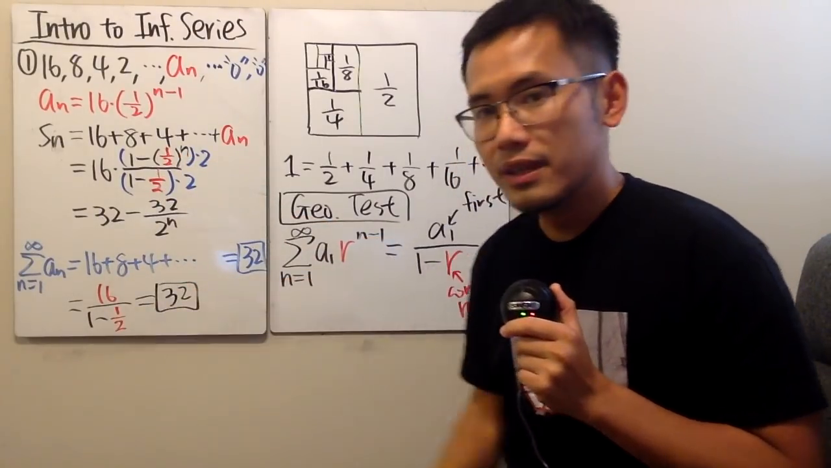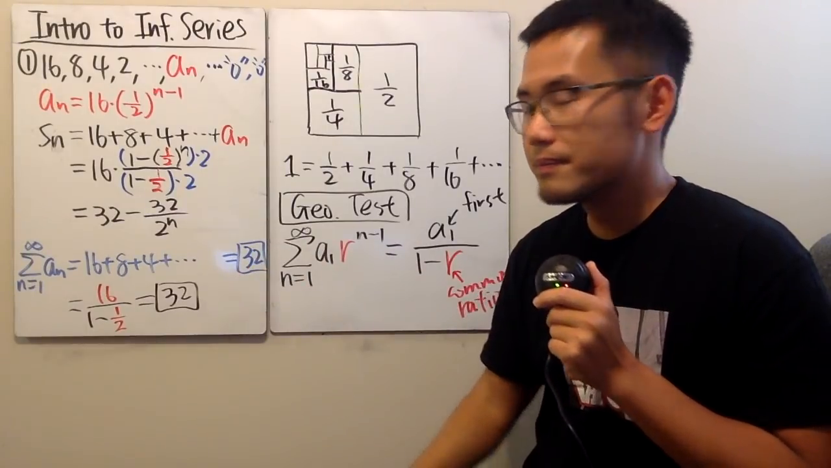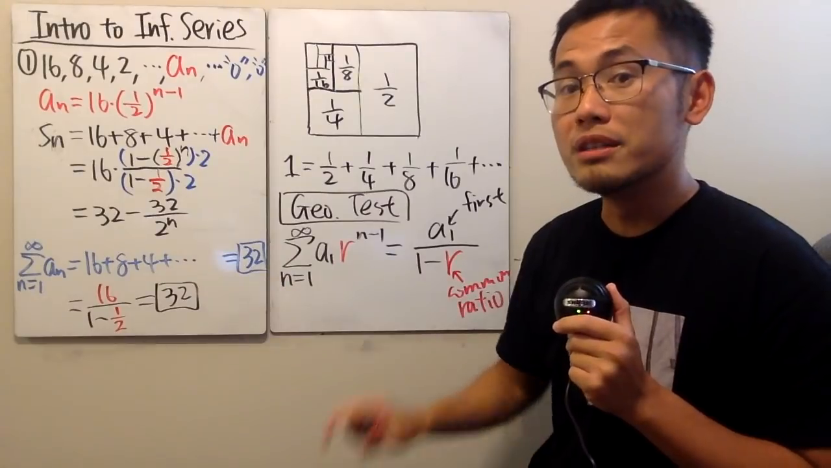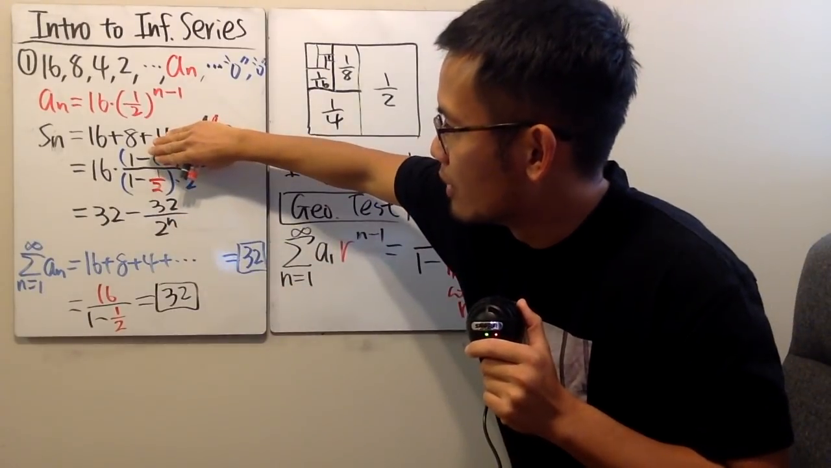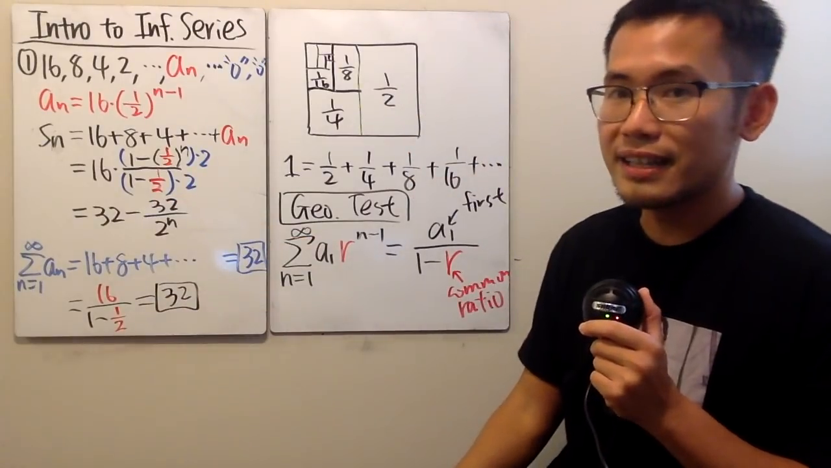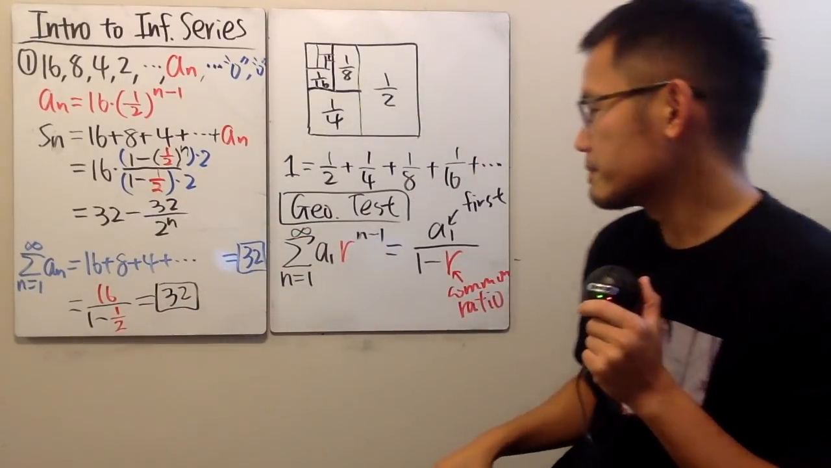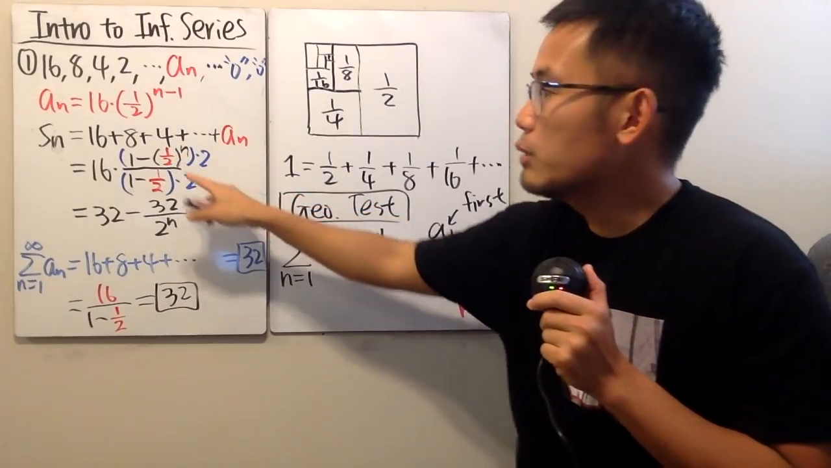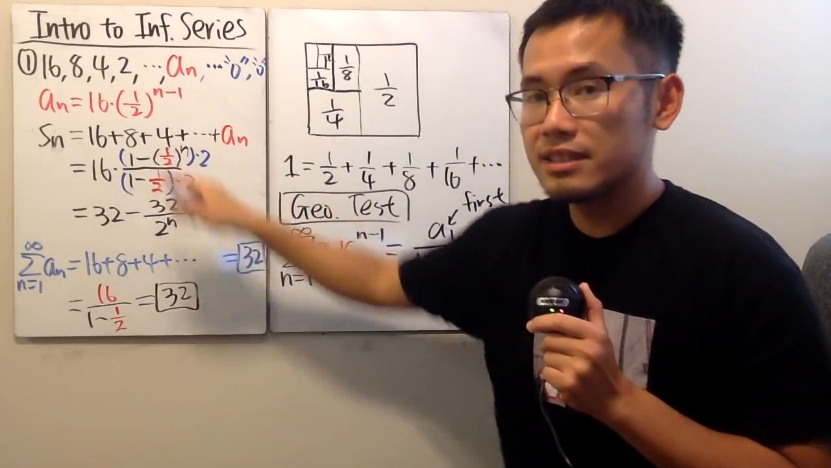In order to deal with infinity, you take n to be infinity. If n is infinity, 1/2 to the infinity's power is 0. So you don't have that anymore. 16 times 1 over this, which is exactly that. However, notice this turns out to be 0. It was because we have 1/2 inside.